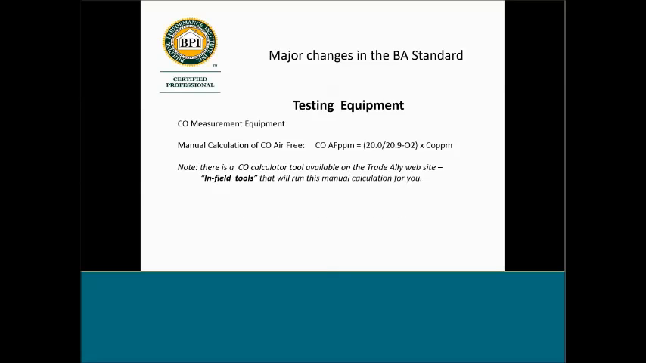If you're going to do a manual calculation for air-free, if your combustion analyzer doesn't have that capability of doing it, there is a formula that gives you the process for calculating your air-free. Just so you know, on the Trade Ally website, there is a section called Infield Tools, and there will be a calculator already in that tools inventory, where all you have to do is enter your measured CO number and your O2 number, and that will give you your air-free. Unless you want to do it mathematically and use your own calculator, this will be available for you to do.